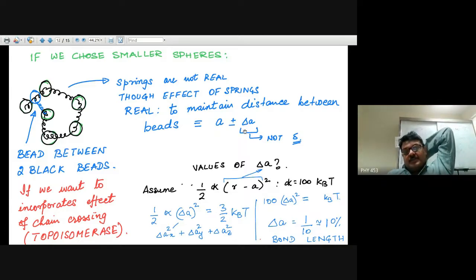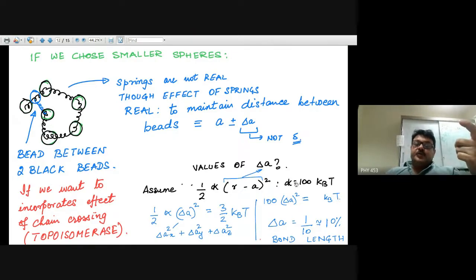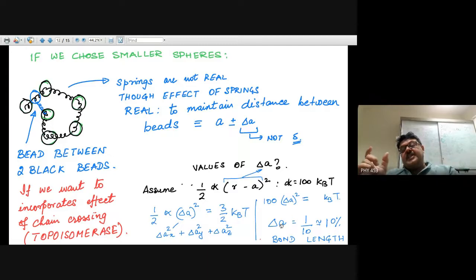Okay, because you're using statistical mechanics, you're going to use equipartition theorem. So for each spring, half kappa (R minus A) whole square is the spring energy. Okay, and if you chose kappa to be 100 kBT, then basically half kappa times the mean delta A whole square, well, it wouldn't actually be 3/2 kBT. You are just looking at 1 degree of freedom, the length of the spring. So this would be half kBT. So 100 delta A whole square equals kBT using equipartition theorem. And delta A is the average fluctuation in length of the spring, right? Delta A whole square, kBT if you choose to be 1, or you measure all other energies in units of kBT.